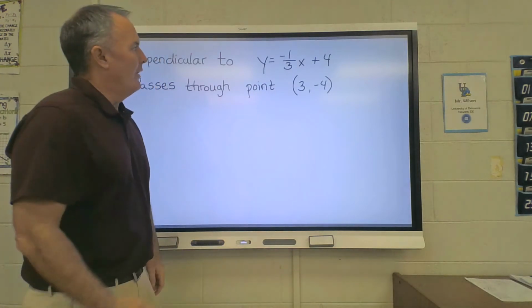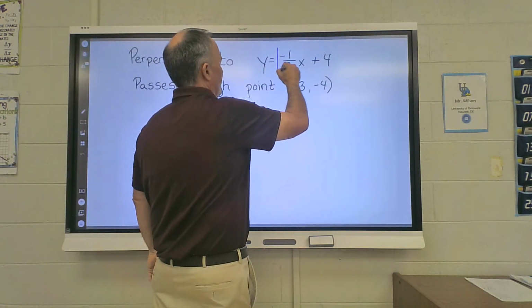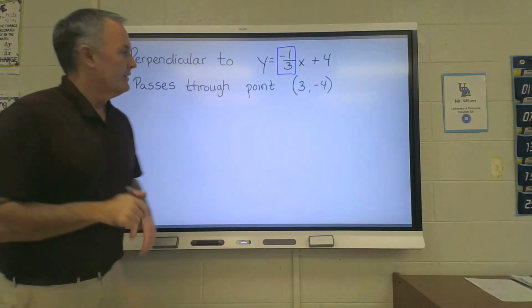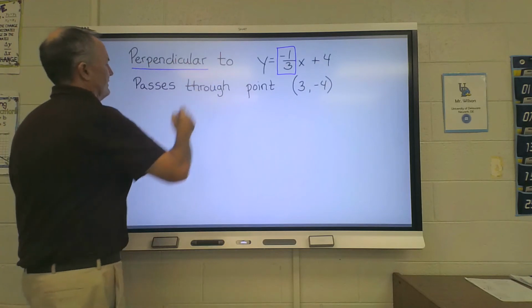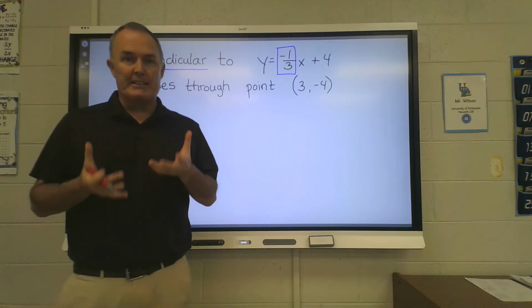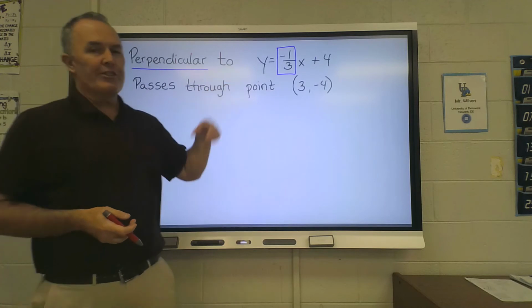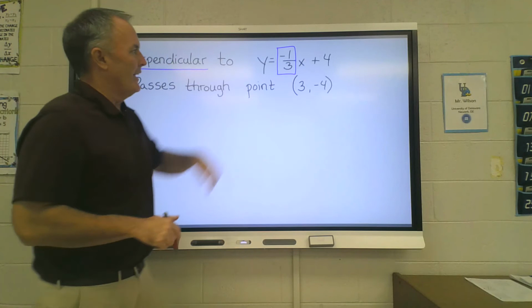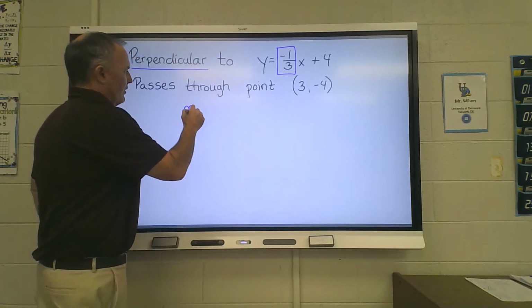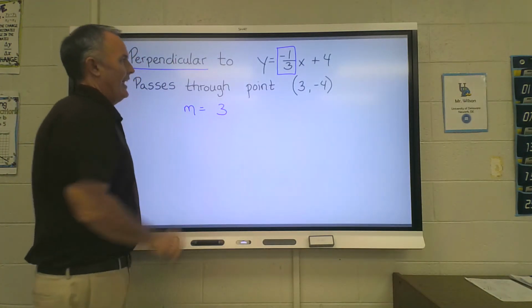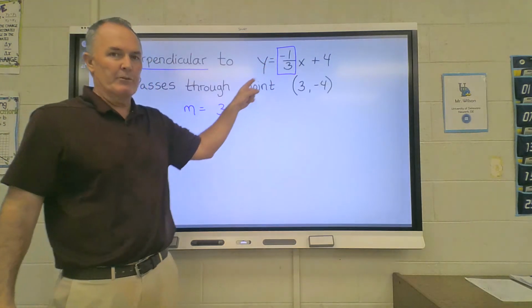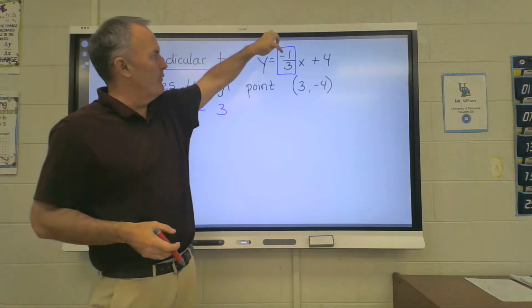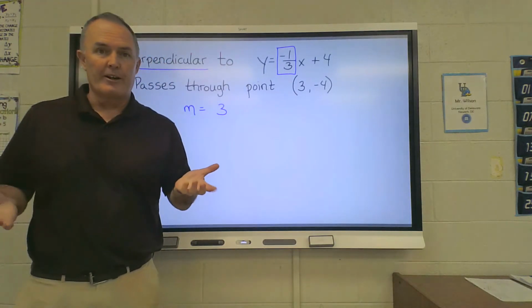All right, so we already have our slope. However, we're not going to use that slope. Remember, we want it to be perpendicular. So we have to use the opposite reciprocal. So instead of 1/3, the reciprocal is to flip it upside down. So instead of 1 over 3, we're going to make it 3. And instead of being a negative, the opposite would be to leave it as a positive. So my opposite reciprocal of negative 1 over 3 is simply just 3.